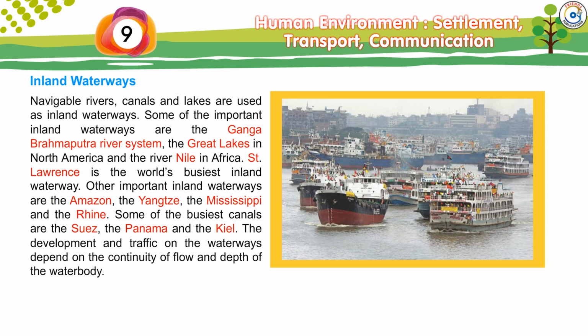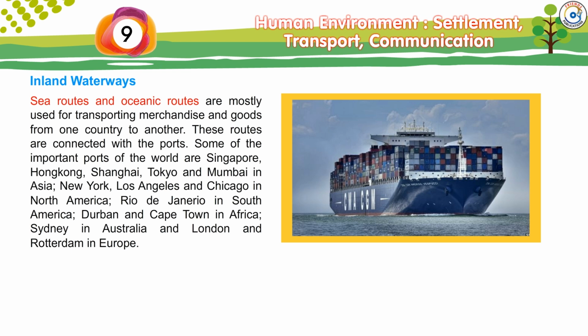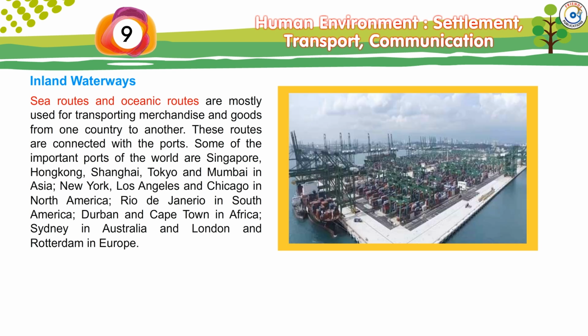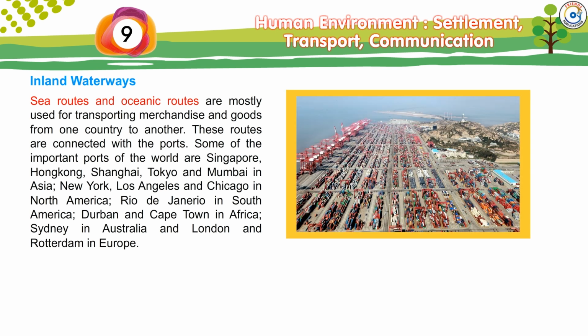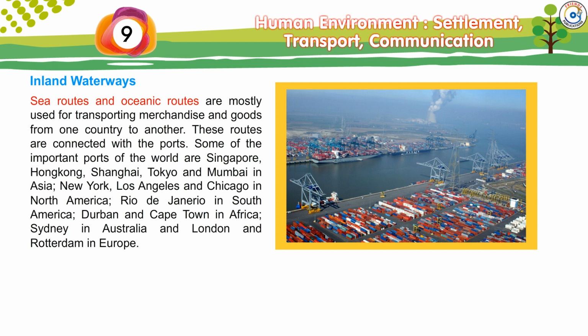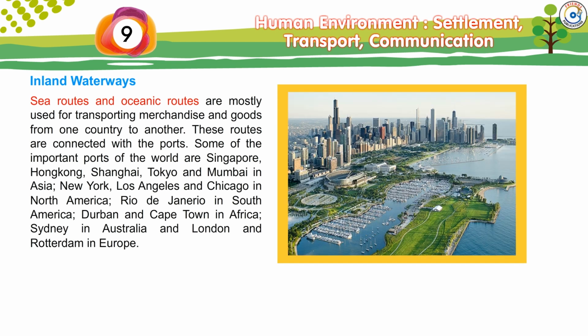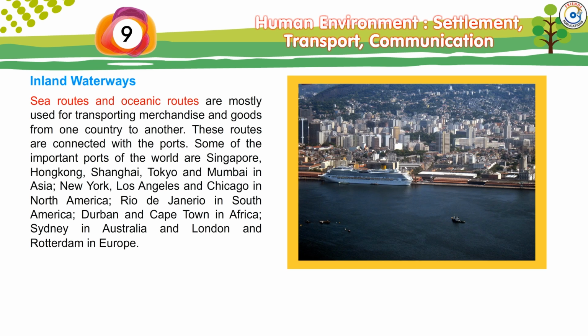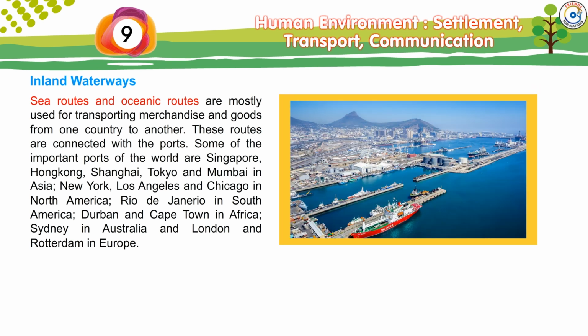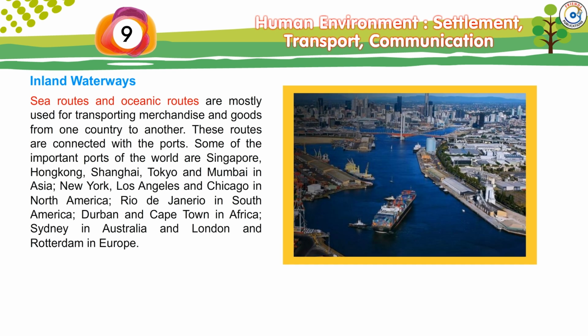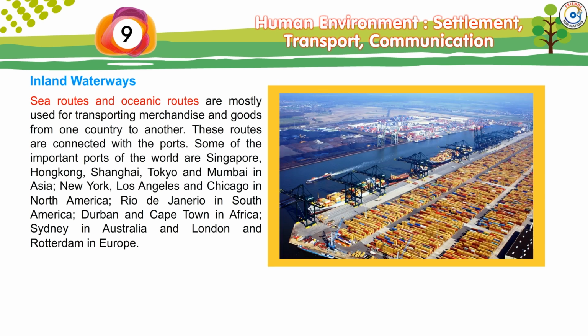The development and traffic on the waterways depends on the continuity of flow and depth of the water body. Sea routes and oceanic routes are mostly used for transporting merchandise and goods from one country to another. These routes are connected with the ports. Some of the important ports of the world are Singapore, Hong Kong, Shanghai, Tokyo and Mumbai in Asia, New York, Los Angeles and Chicago in North America, Rio de Janeiro in South America, Durban and Cape Town in Africa, Sydney in Australia, and London and Rotterdam in Europe.